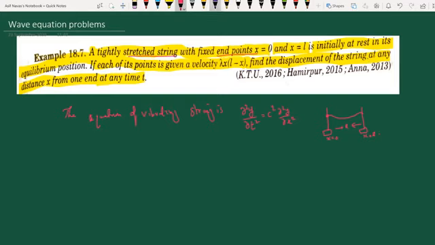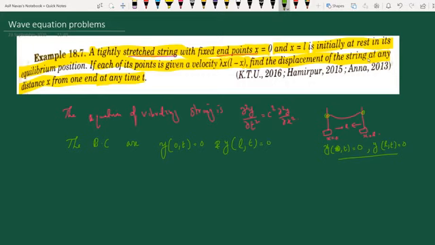So here the string is fixed at both endpoints. So at any time t, the displacement y of 0, t, the displacement at point 0 at any time t, is equal to 0 because it is fixed. Similarly, y of L, t is equal to 0. So this endpoint also has displacement always 0. So the boundary conditions are y of 0, t is equal to 0 and y of L, t is equal to 0.